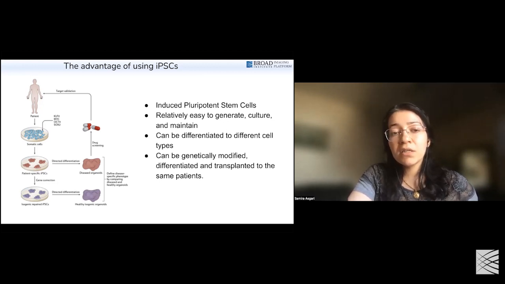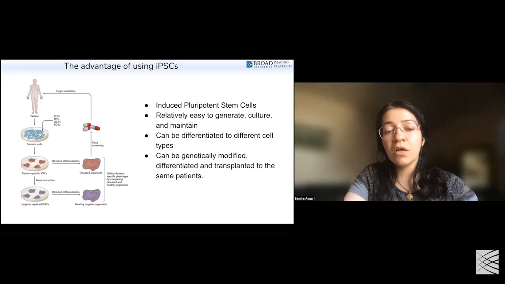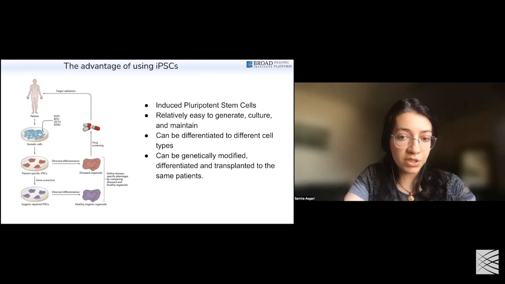And then clinically speaking, iPSCs are valuable because, since they are from a patient, after differentiation they can potentially be transplanted back to the same patient, basically shortcutting a lot of potential immune rejection issues.